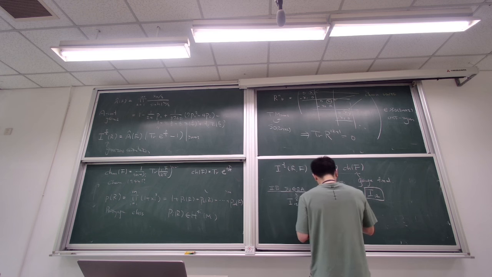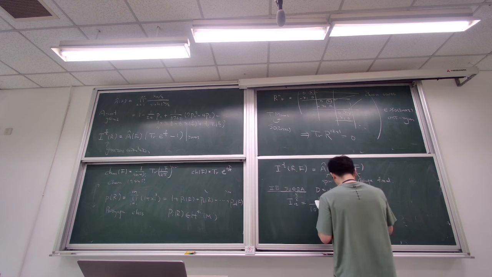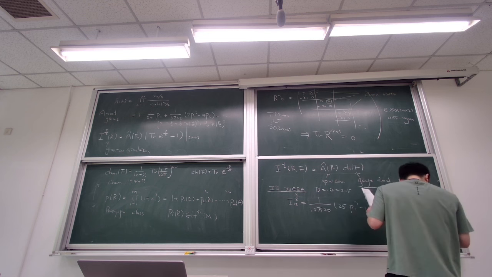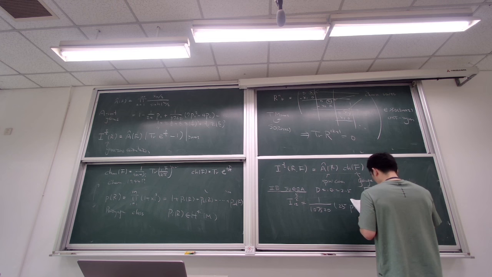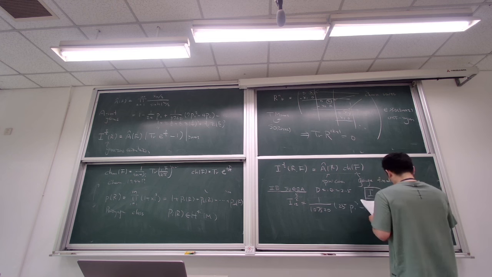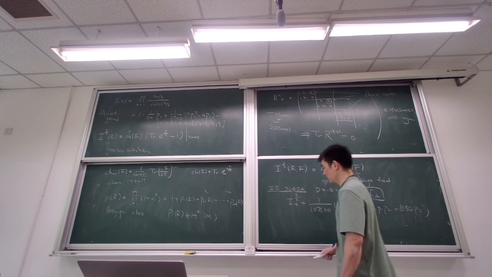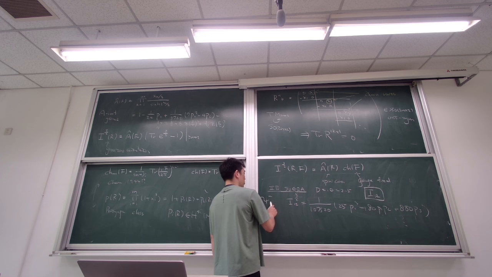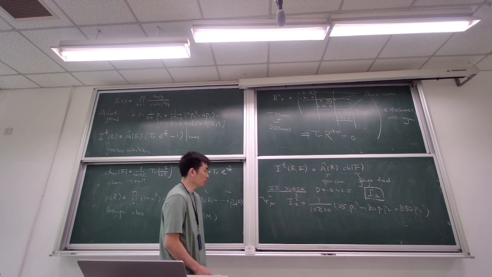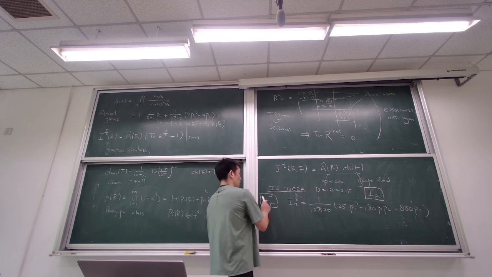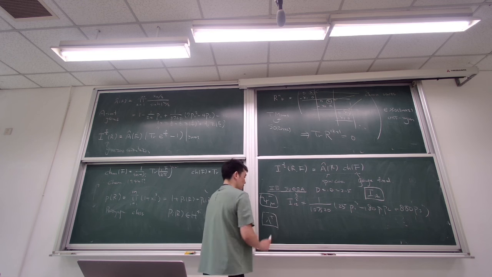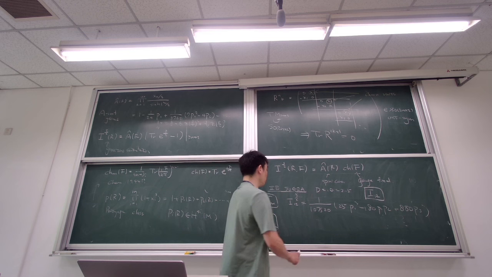1/107,520 is a crazy number. 25 p1 cubed minus 180 p1 p2 plus 880 p3. Okay. Now, this is the contribution of psi minus mu, the gravitational contribution. And how about the lambda plus? This is the dilatino contribution.